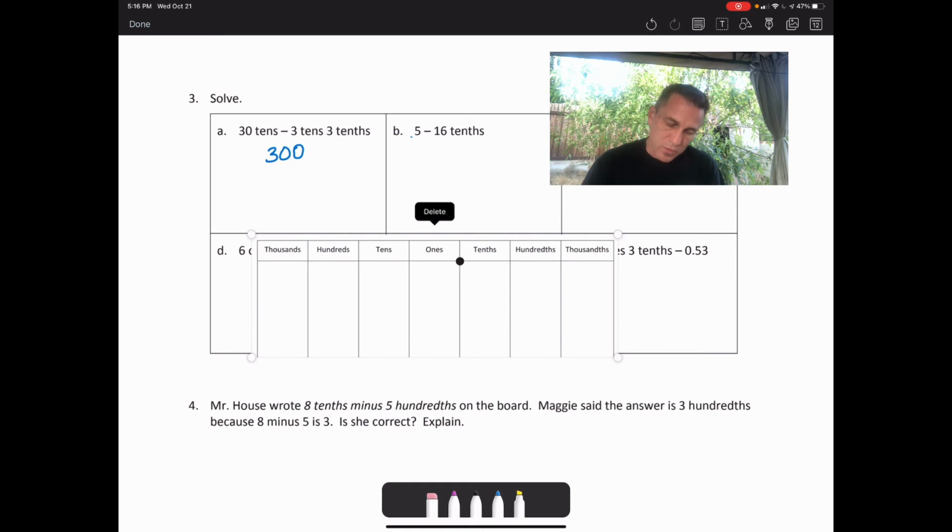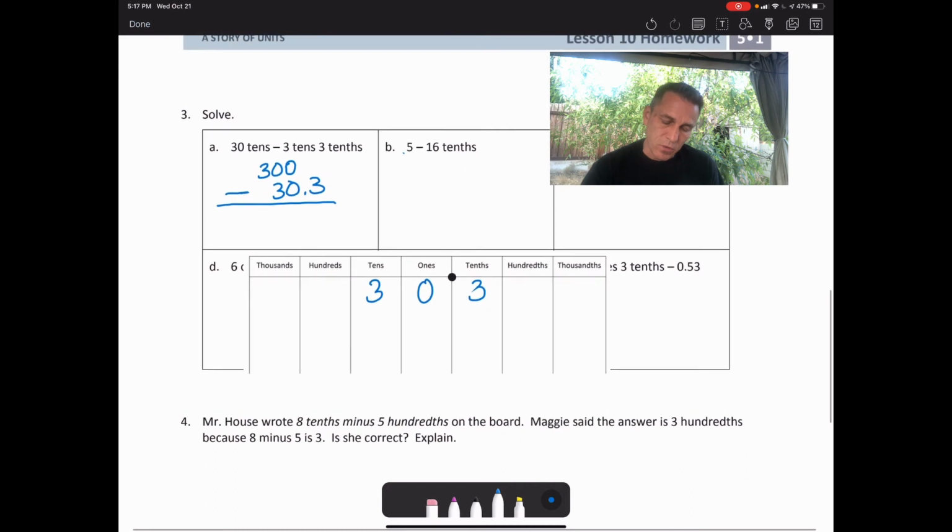And I want to put 3 tens, so I'll put 3 in my tens place, and then 3 tenths, which is here. So I have a 0 for my ones place, and that's how much 3 tens and 3 tenths is. It'd be 30 and 3 tenths. So I'm going to subtract 30 and 3 tenths. And then you go through the subtraction problem.